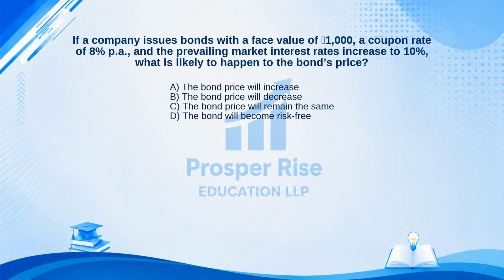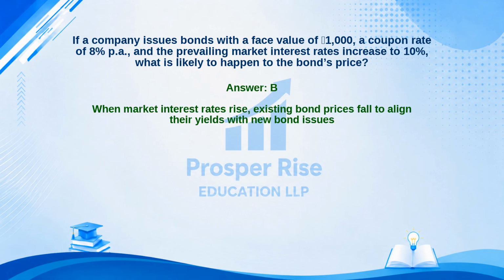The correct answer is option B. Let's see why. When market interest rates rise, existing bond prices fall to align their yields with new bond issues.